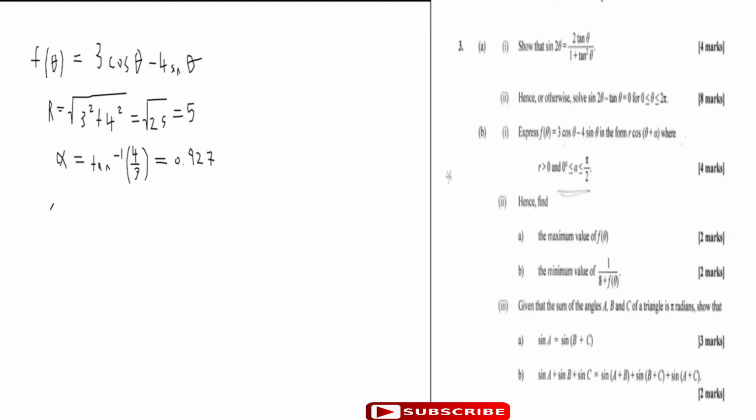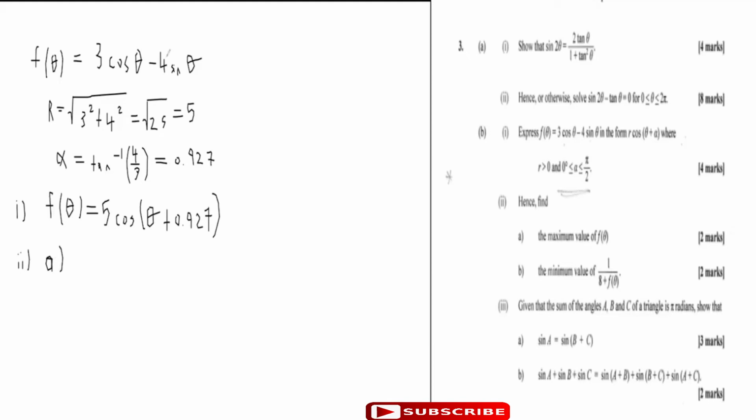And so finally, what we can conclude is that f of theta is going to be equal to r, which is 5, times the cosine of theta plus alpha. So it's 5 times the cosine of theta plus 0.927. That's going to be f of theta. After you do that, now it says, so this is part 1. Part 2a is asking us to find the maximum value.